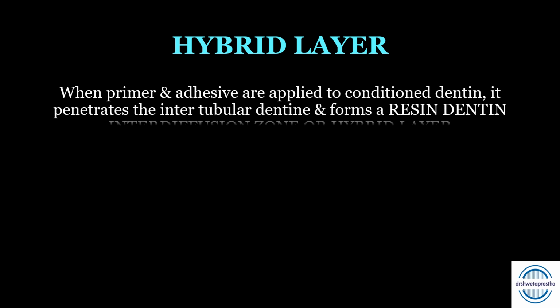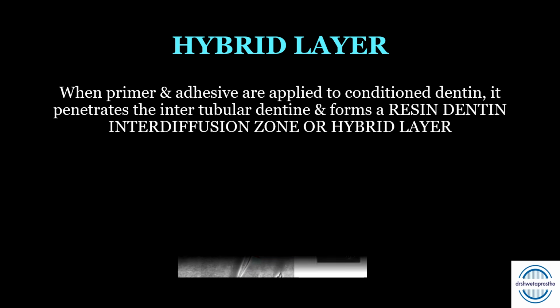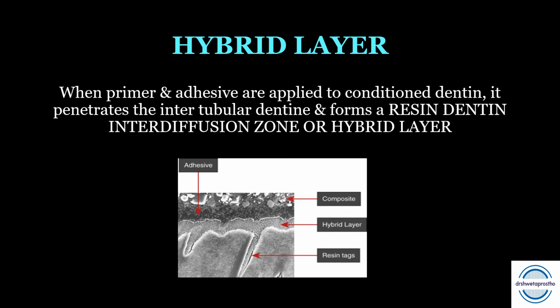With the fourth generation bonding agent, the concept of the hybrid layer was proposed by Nakabayashi in 1982. This was the mechanism of dentin bonding. What is this hybrid layer? When the primer and the adhesive are applied to the conditioned dentin, they penetrate the intertubular dentin and form a resin dentin interdiffusion zone, or the hybrid layer.